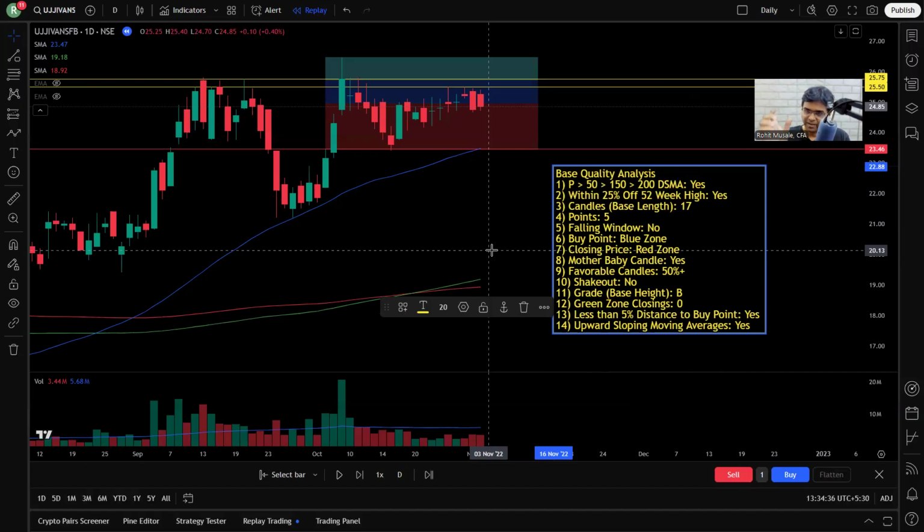So this is the minimum viable base quality analysis that you have to learn if you want to become a professional stock trader. The reason I say minimum viable is because it doesn't stop here. Visually, when you look at a base, you should get a feel of whether it's a high quality base or not, and that will come with experience and practice. I created this checklist to make things simple for you so that you don't miss out on important points. I hope this video has been helpful.